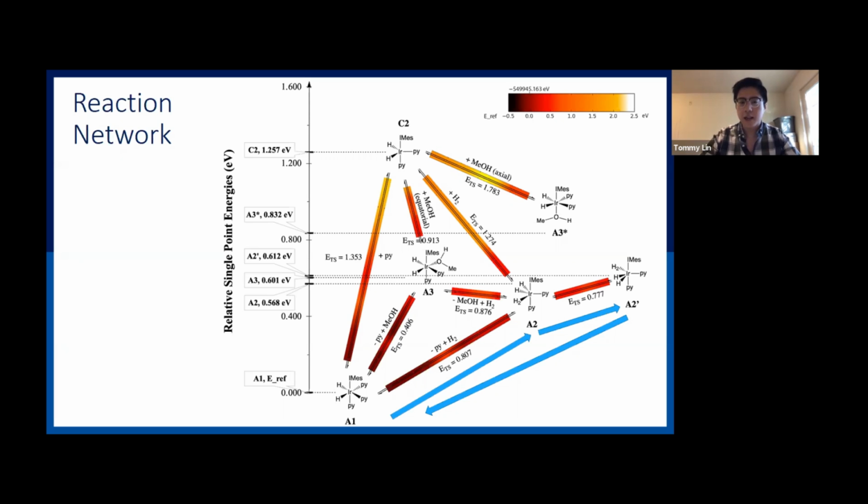As we must have realized at this moment, analyzing the energetics of this reaction network could be quite complex if we do it manually. That's why we introduced virtual reality to our study.